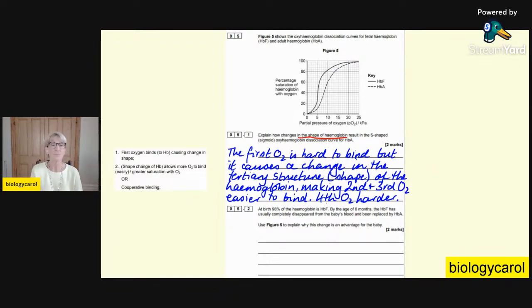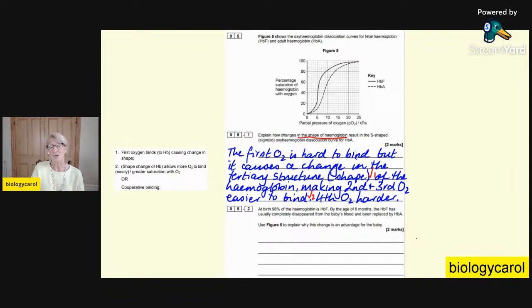Here's the mark scheme. Now, I got the marks, but I thought it was hard to know what to write for the 2 marks. At birth, 98% of hemoglobin is fetal hemoglobin, and by the age of 6 months, all of that has been exchanged for adult hemoglobin. Use figure 5 to explain why this change is an advantage for the baby.